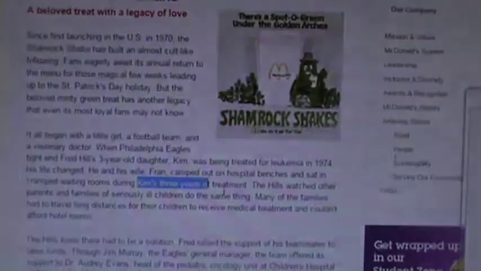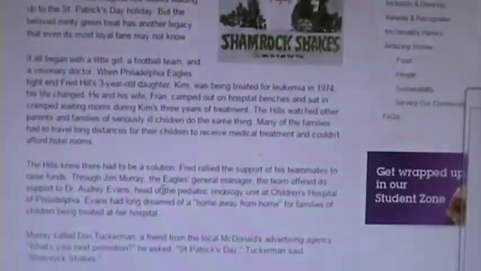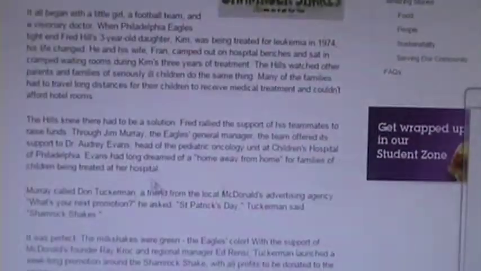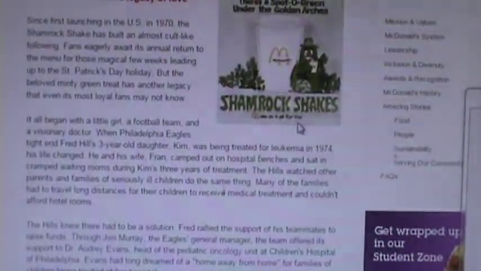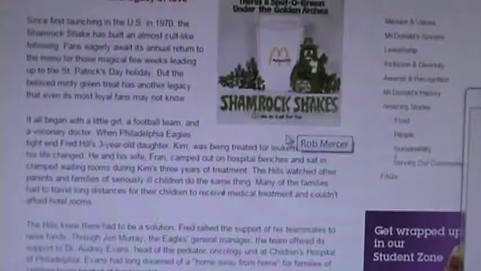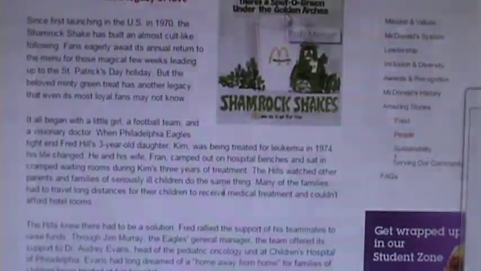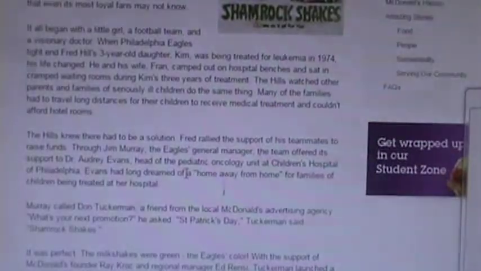And then she had 3 years of treatment. And so now they raise funds. Do you see how God ordains everything? Amazing. Oh my goodness. Even the slogan, "We do it all for you," divides by 3. There's a spot of green under the golden arches. That's so cool.